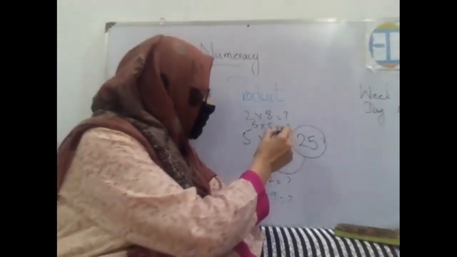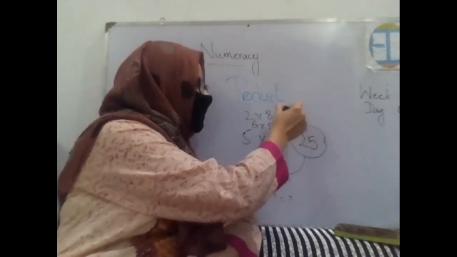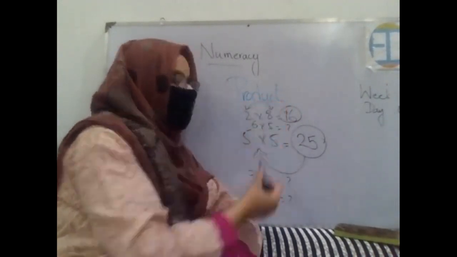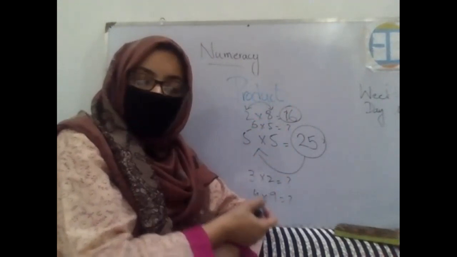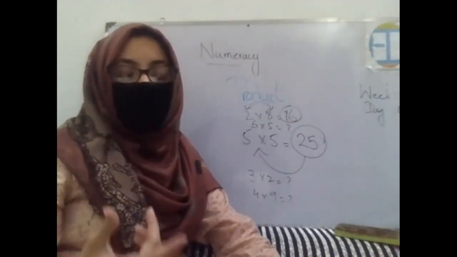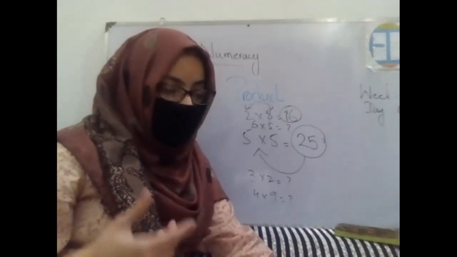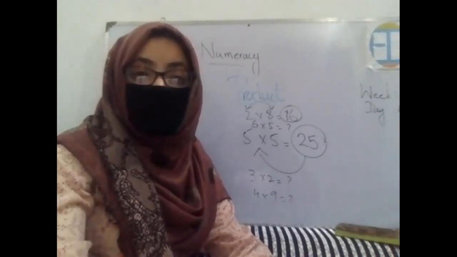Got it? Now 2 times 8 is equal to 16. Now 16 is the product of these two numbers. Similarly, 6 times 5 is equal to 30. So 30 is the product of these two numbers. So what is the product? A product is basically that when two numbers are multiplied, the answer is called a product.